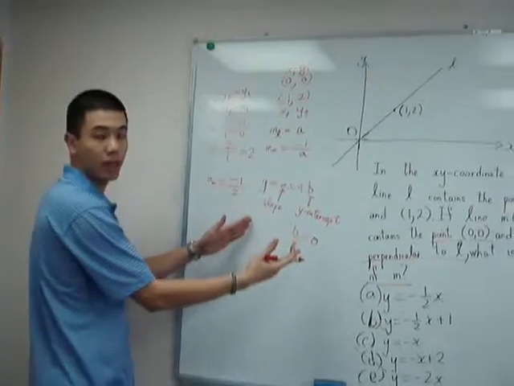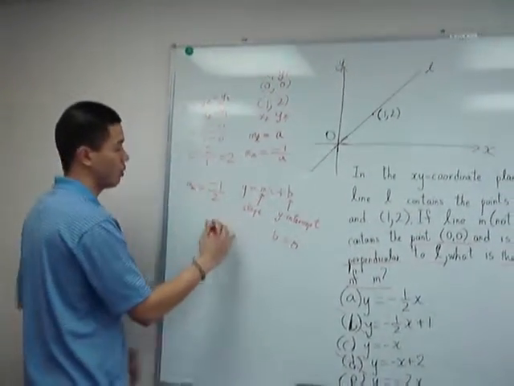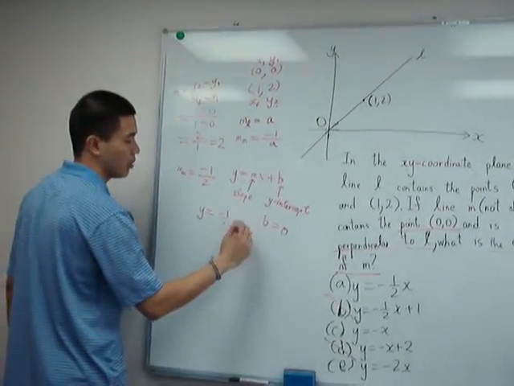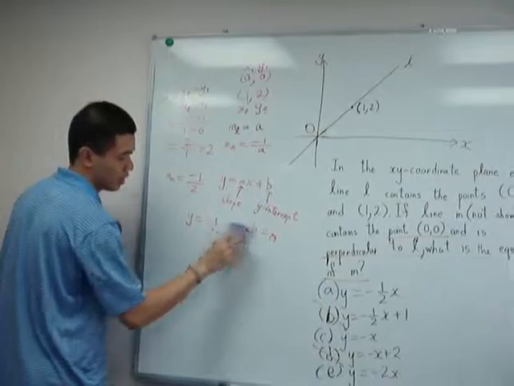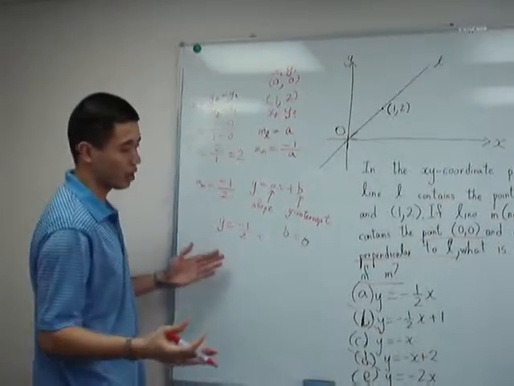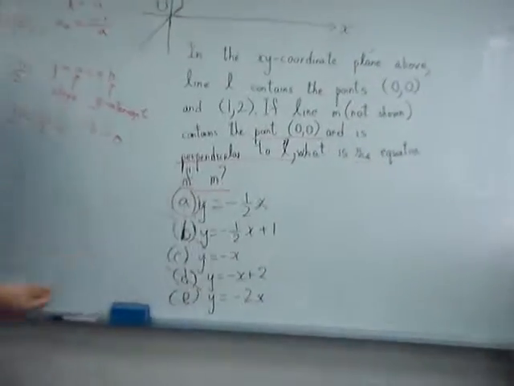Now we have all the information we need for the linear equation for line M. It will be y equals the slope, -1/2, x, plus 0. So we can ignore that. y equals -1/2 x, choice A. That will be your answer.